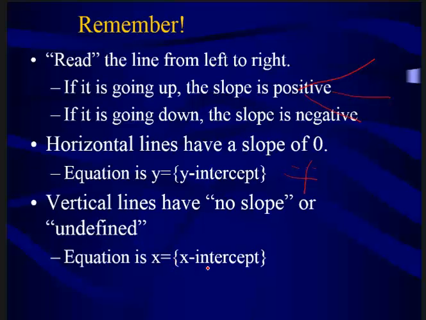Vertical lines have no slope, or we say it's undefined. Its equation is x equals wherever it crosses the x-axis. So here's our coordinate grid. If I have a vertical line, wherever it crosses that x-axis there, we just say x equals 4, or x equals 3, x equals -2, whatever.